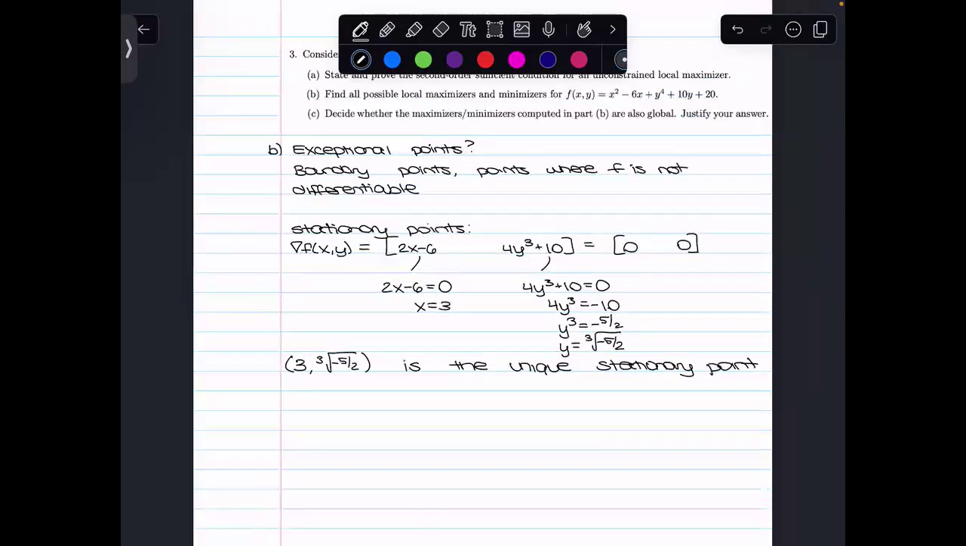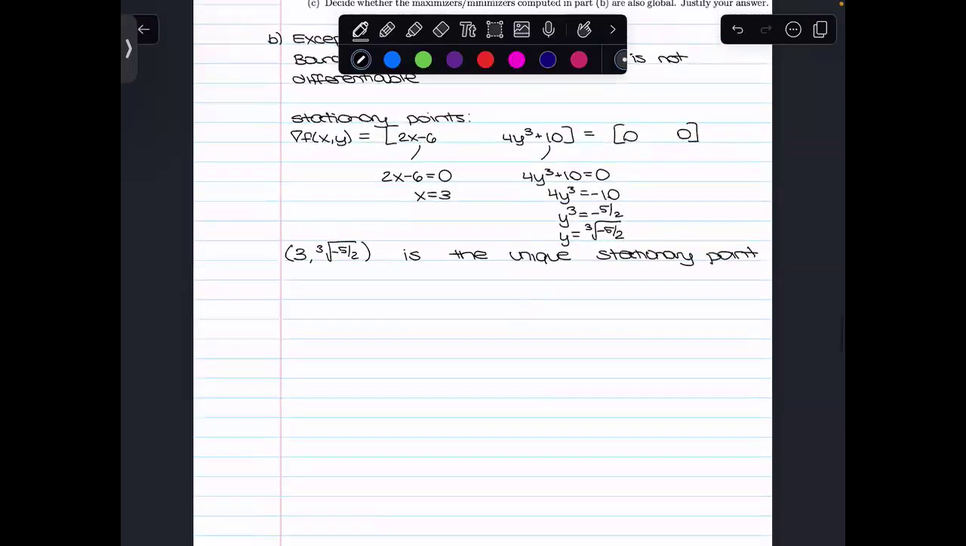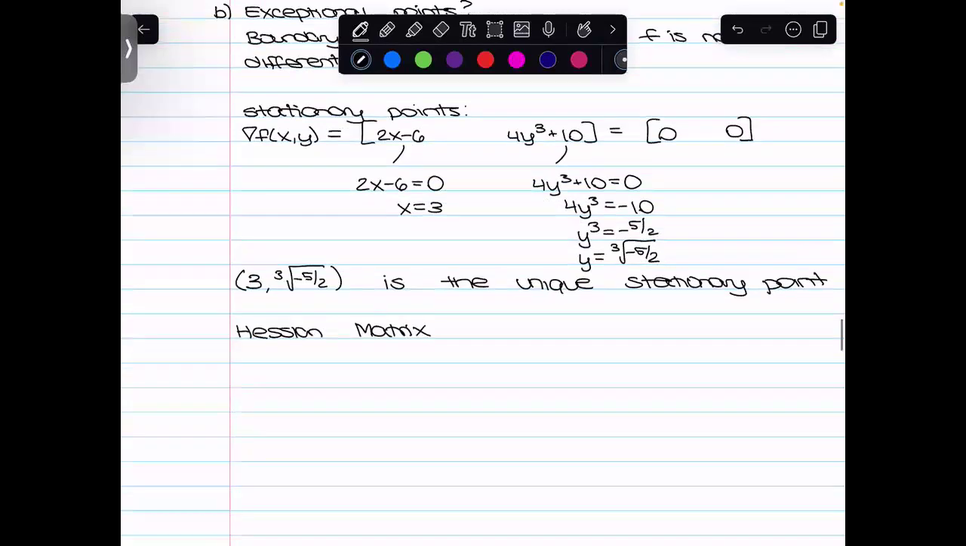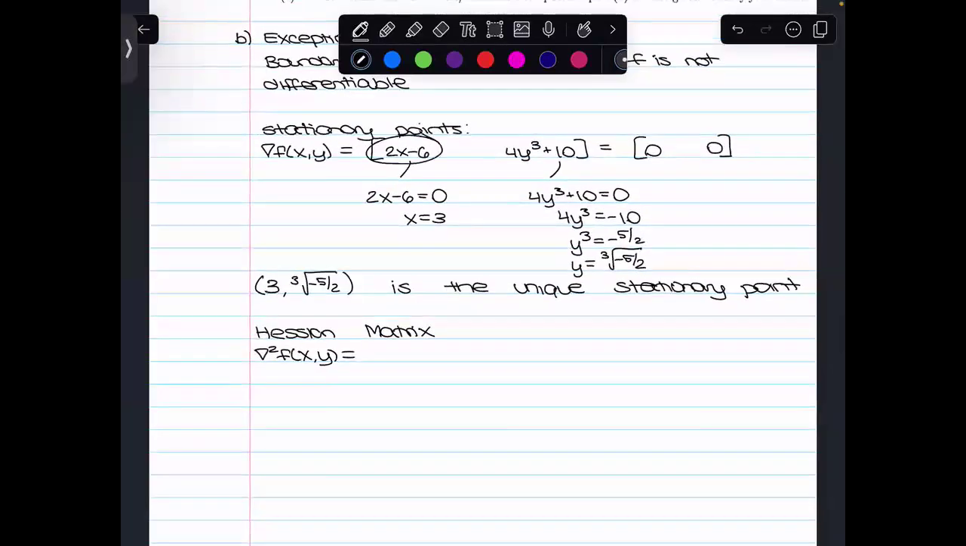So now to figure out what kind of point it is, we would have to look at the Hessian matrix, and check again which type of situation it is, whether it's positive or negative, definite or semi-definite, or indefinite. So we can derive this with respect to x and then y. With respect to x twice, with respect to y, we get 0. And then with respect to x, you get 0, and with respect to y, you get 12y squared.